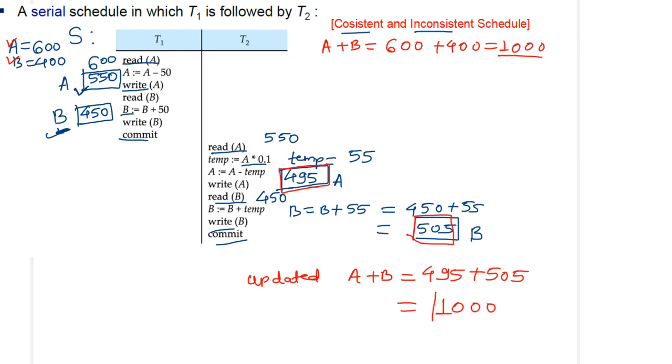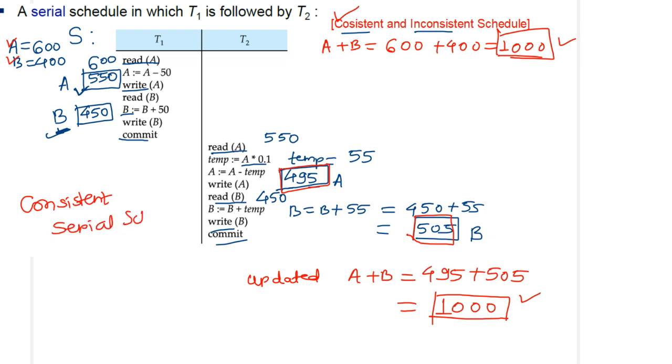So the addition of the variables before starting the transaction and after the transaction is the same, so this is called a consistent schedule. Also, if you observe, this schedule is a serial schedule, so we can call it a consistent serial schedule. Okay, so this is called a consistent serial schedule.